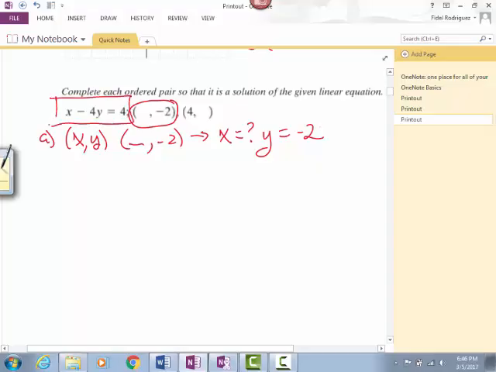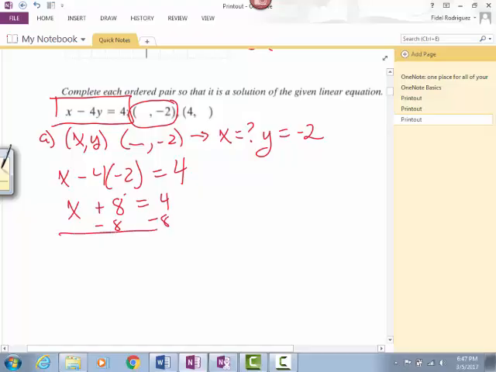So what I'm going to do here is take my equation, and everywhere I have the letter y, I'm going to plug in a -2, and see if we can figure out what x is. So we're going to write x minus 4 times -2 equals 4. When we multiply -4 times -2, that's going to give me a +8 equals 4. So now to solve for x, all I need to do is subtract 8 on both sides. And we're going to come up with x equals -4. So now I can write my answer as -4, -2.